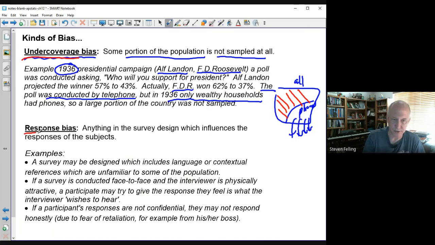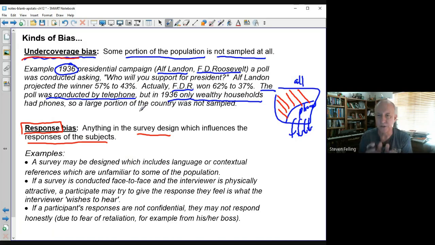So the next one we're going to talk about is called response bias. A response bias is if there's anything in the survey design which influences the responses of the subjects. In other words, this is more applicable when we're talking about humans now, as opposed to sampling data or some sort of measured thing. But if there's anything about the way the sample is conducted that would cause humans to change their response to the sample.